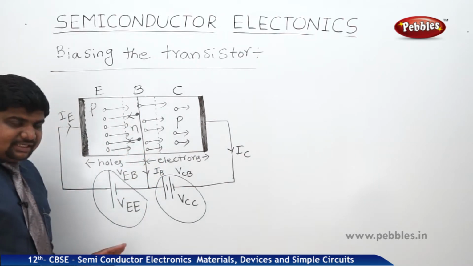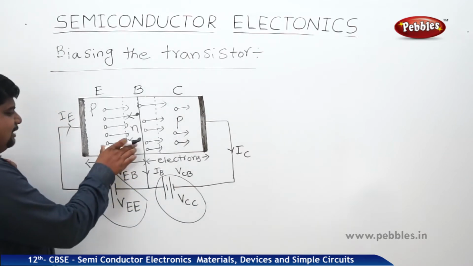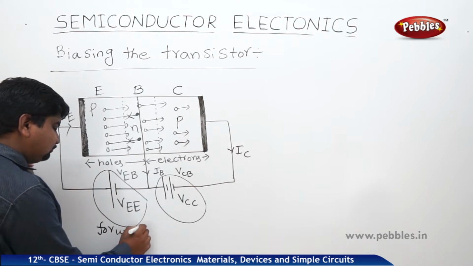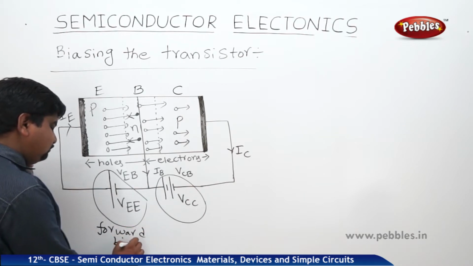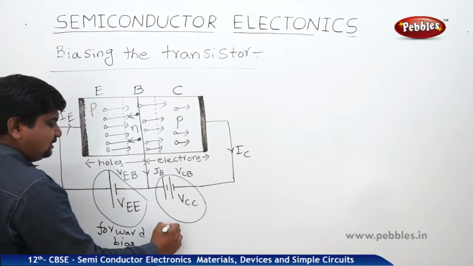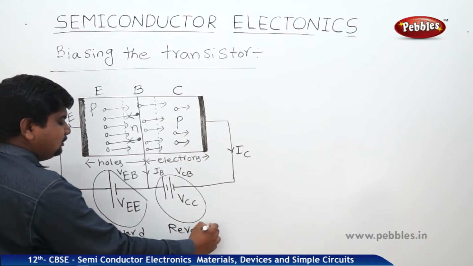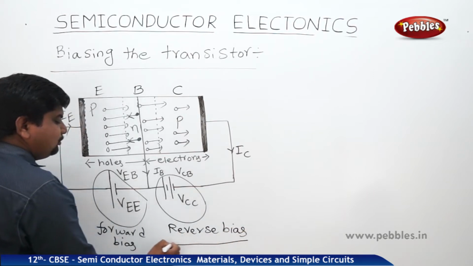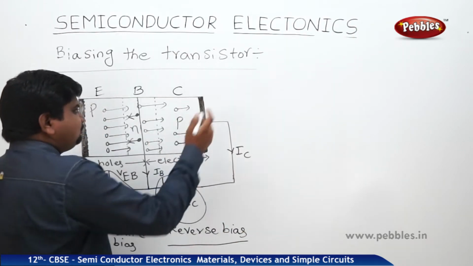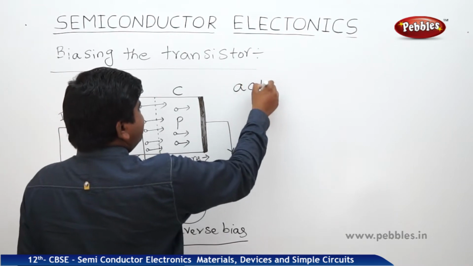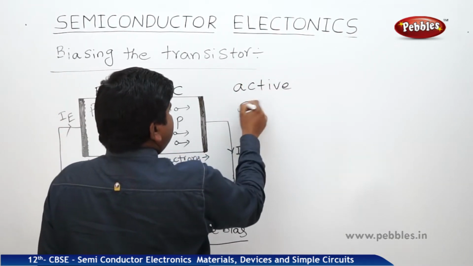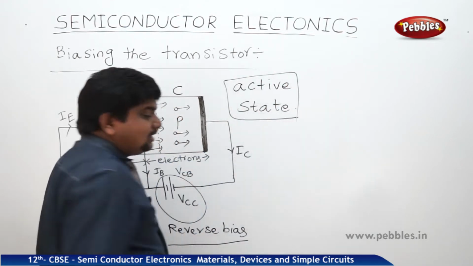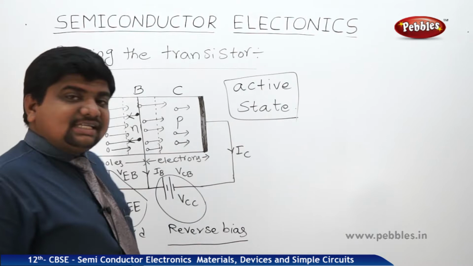In this situation, we can say that this emitter base is in forward bias. This collector base is in reverse bias. In this state, we can say the transistor is in active state. In active state, transistor will act as amplifier.